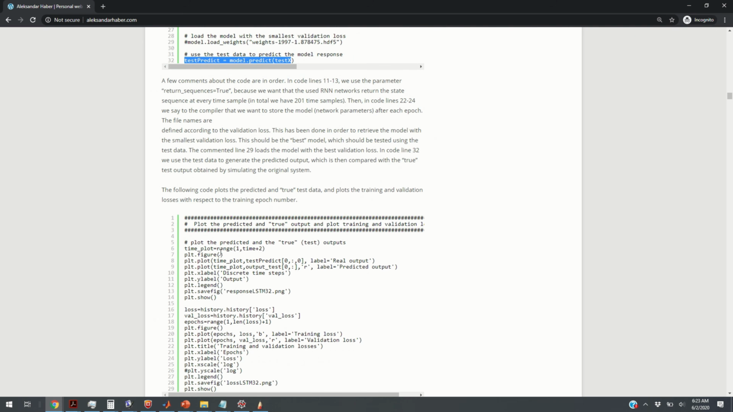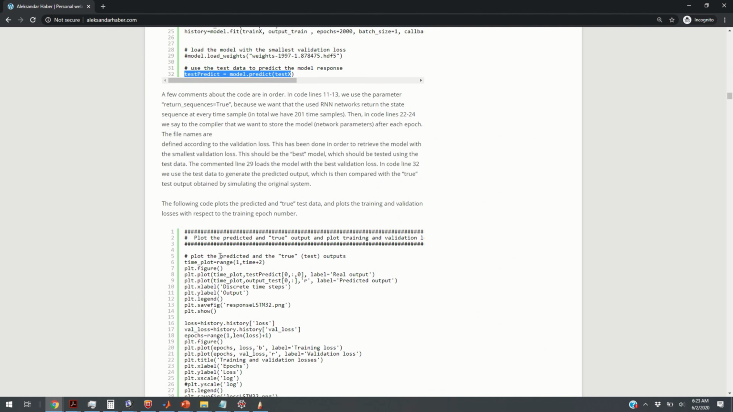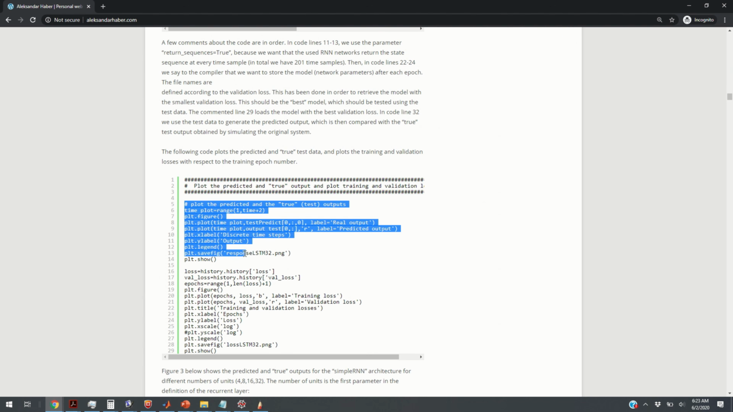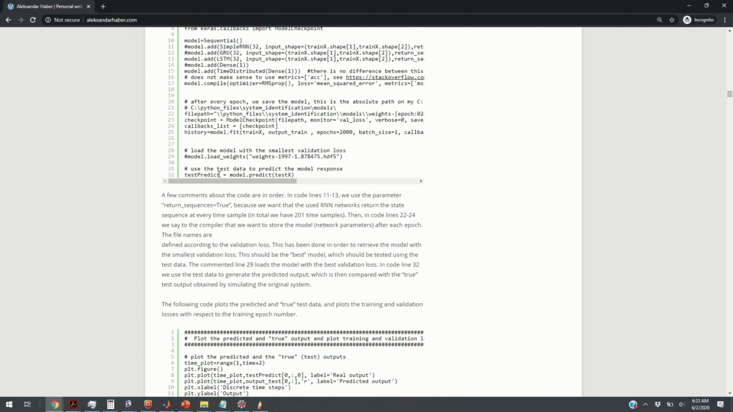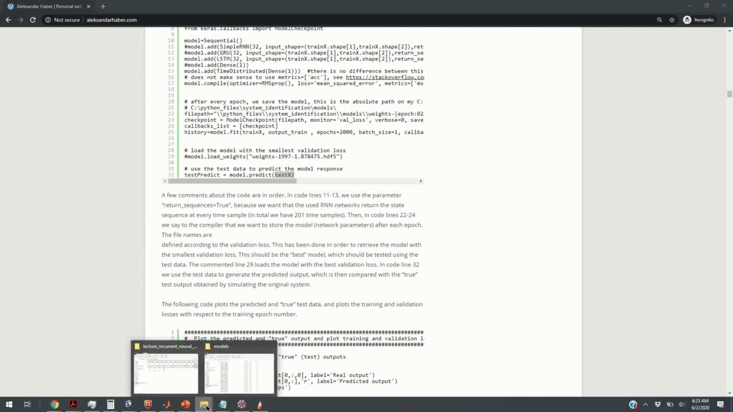Now, once I'm done with training, I can plot the validation and training losses, and I can plot how well my network predicts the test data. You remember that I have the third data set, the test data set. So once I select the best model on the basis of validation loss, how do I do that?